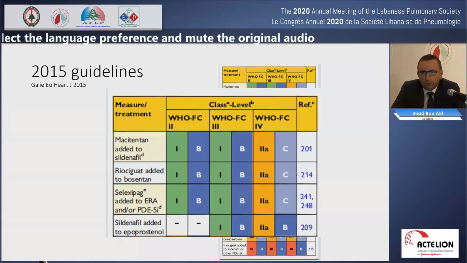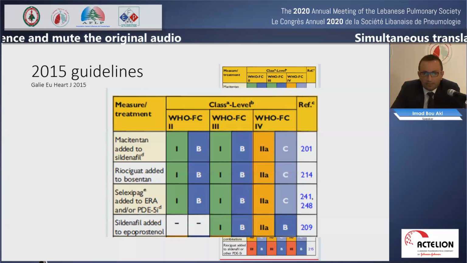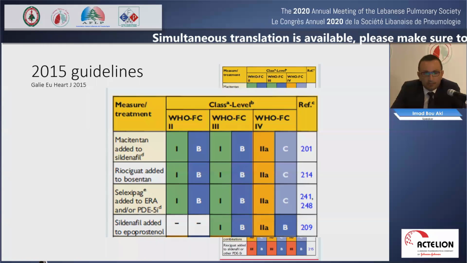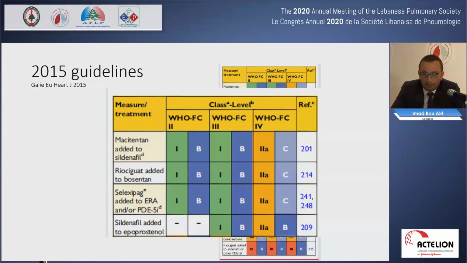Now, more commonly, it's the double therapy. It's a long list, but I just highlighted the ones that received a level 1 recommendation. They are macitentan with sildenafil, riociguat with bosentan, selexipag added to an ERA or sildenafil, and sildenafil added to epoprostenol. Those have been studied. Now, more recently, other studies have shown this. So you also have the ambrisentan and macitentan combination that you can start. It is not in the recommendation, but we know there is evidence that they have good response as initial double therapy.